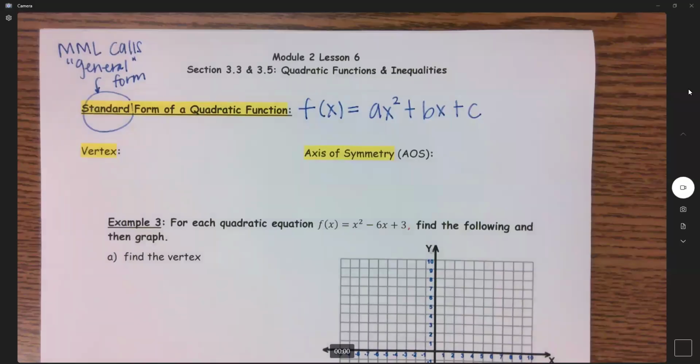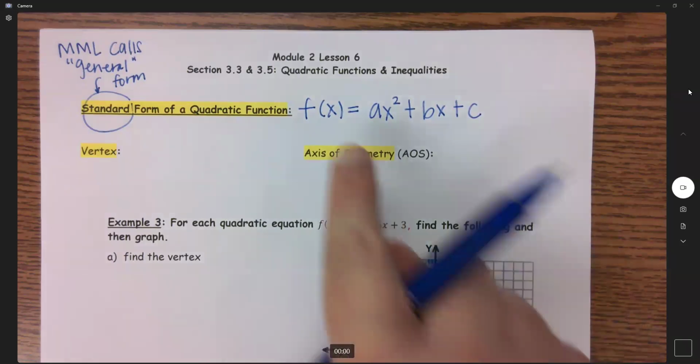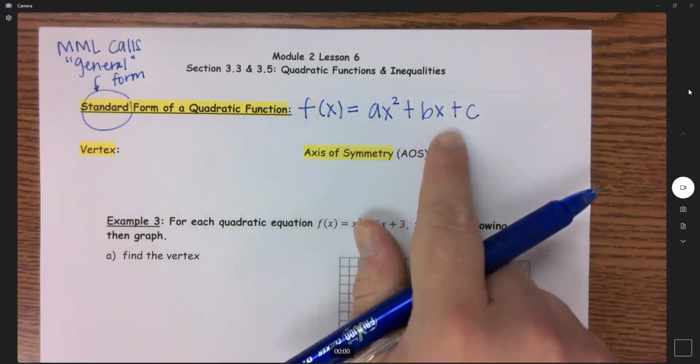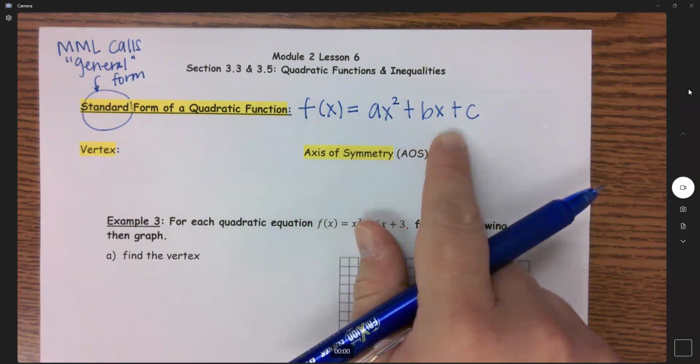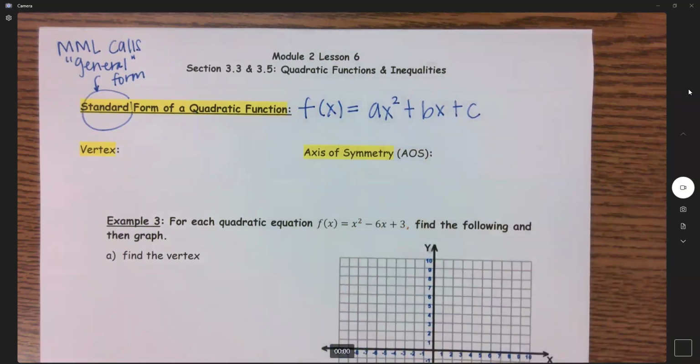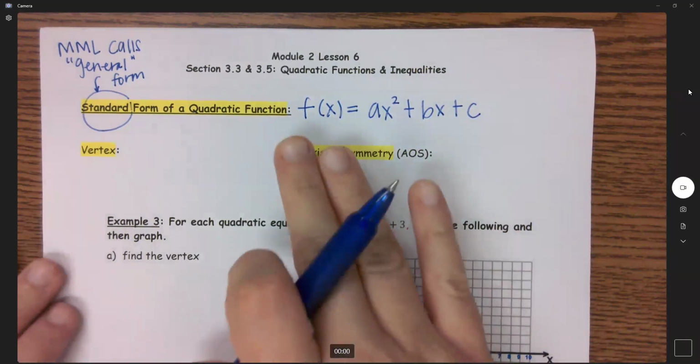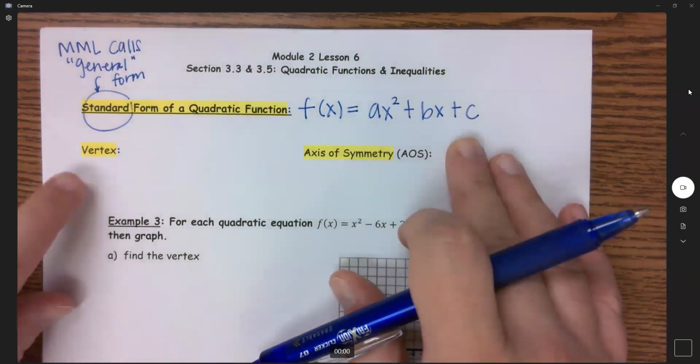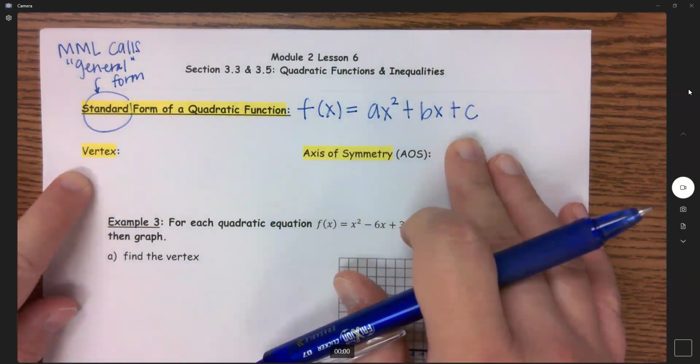The next thing we're going to do in this lesson is graph in standard form. Now, standard form is what we are used to when we see our quadratics. This is our ax squared plus bx plus c. So what's nice about vertex form is it tells me my vertex. Standard form does not. So we have to do a little bit of work when it comes to finding our vertex.